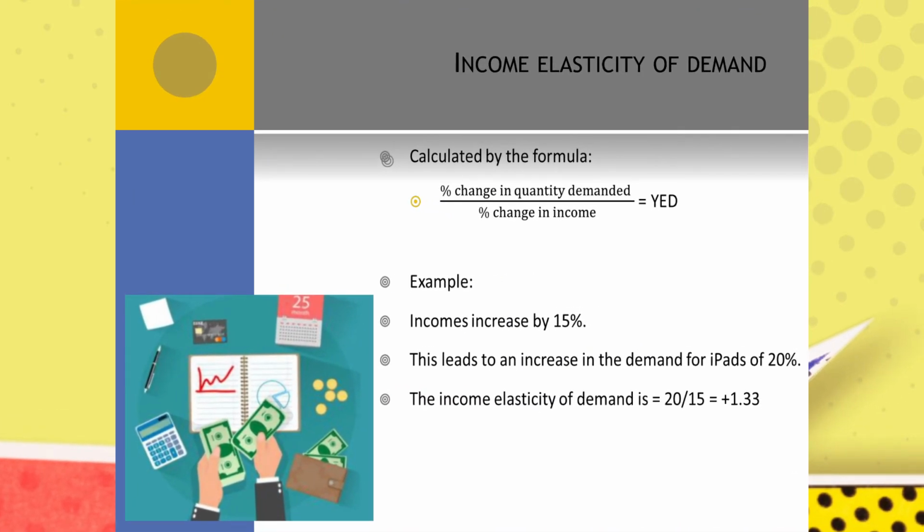The formula for this is the percentage change in the quantity demanded divided by the percentage change in income. For example, let's say that our incomes increase by 15%, and this leads to an increase in the demand for iPads by 20%. So we take 20 demand divided by 15 income, and we have a positive number of 1.33. This tells us that the demand has gone up also while income has increased.